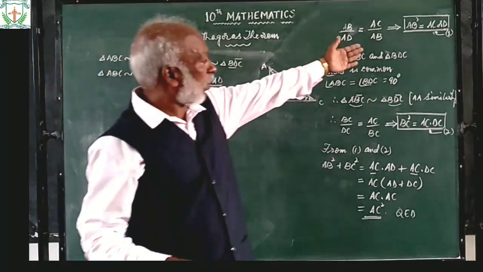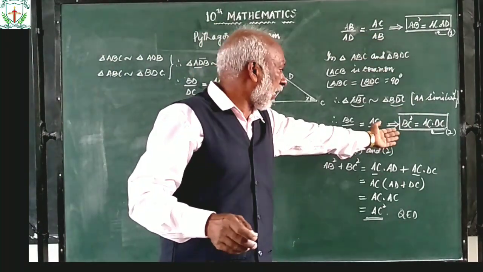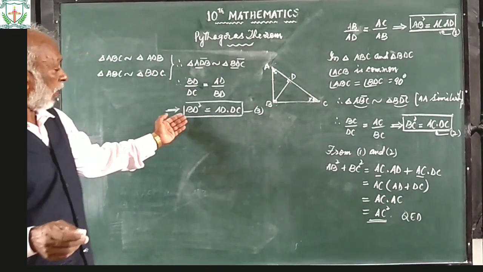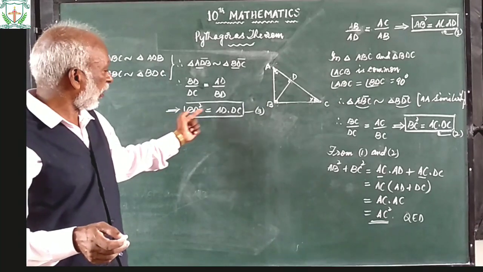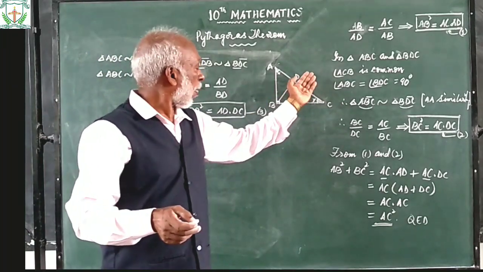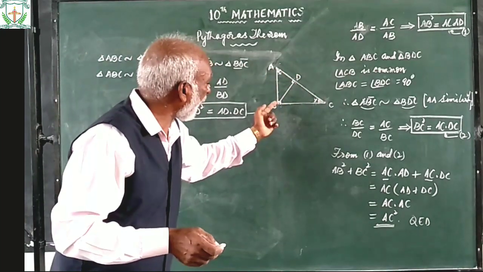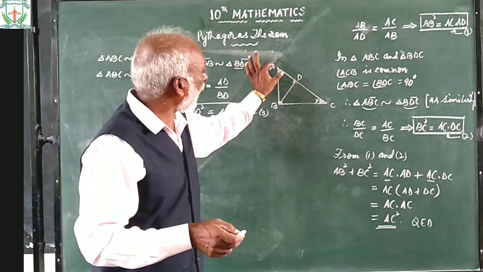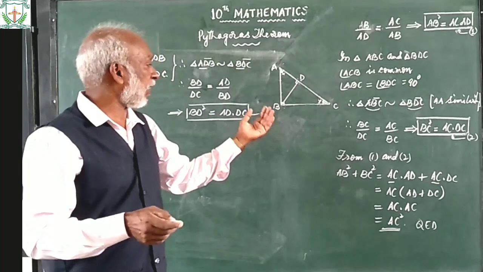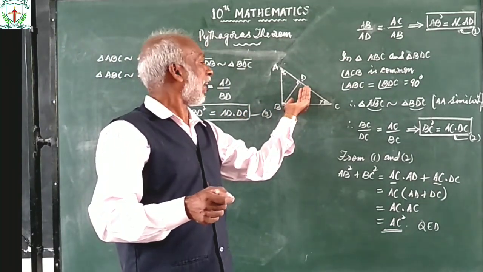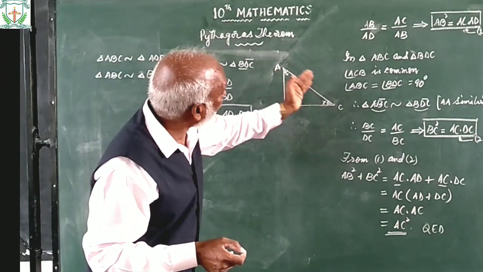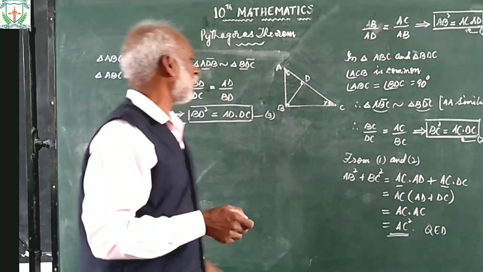Result 1, AD square is equal to AC into AD. Second result is BC square is equal to AC into DC. And third result is BD square is equal to AD into DC. So, if a perpendicular is drawn to the hypotenuse from the right angled vertex, the perpendicular divides the hypotenuse into two parts. Then what is the relation between the perpendicular and the segments or the parts of the hypotenuse?